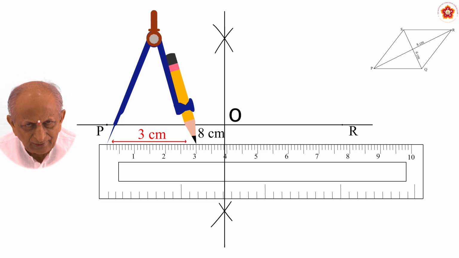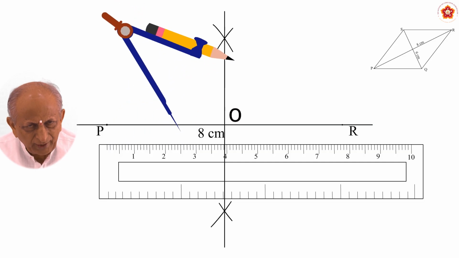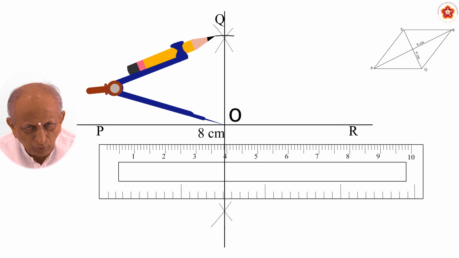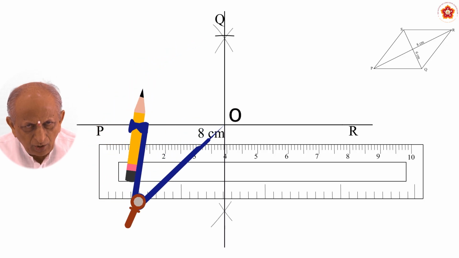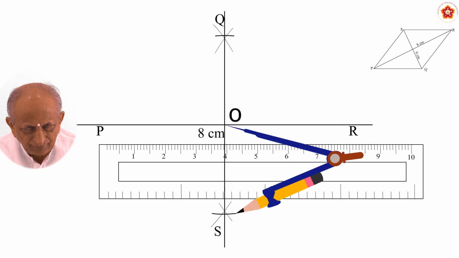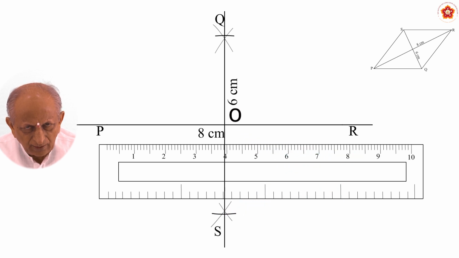As we know, diagonals bisect each other. So what is the length of the other diagonal? It is 6 centimeters, so bisected that means 3. Mark the point O in between PR. With O as center, draw two arcs, OQ and OS. So QS is the other diagonal.